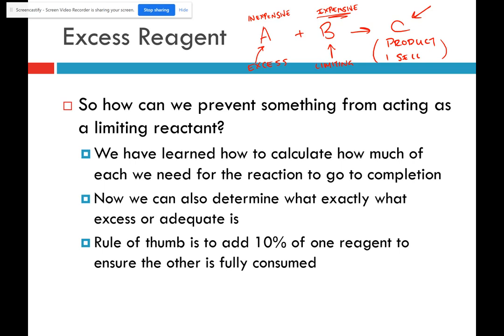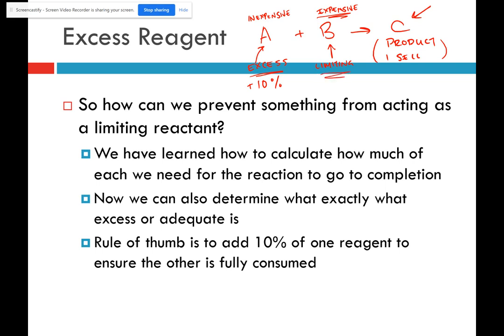Okay? So I may have something that I really want to make sure is in excess, and another thing is limiting. Okay? Essentially how you would do this is we've learned how to calculate how much of something we need for a reaction to go to completion, and we also now can determine what's in excess or limiting. What I may want to do is if I want to make sure that this is in excess and this is limiting, I may add to the amount of ingredient I need 10% of A and purposefully add extra to make sure that this stays limiting.